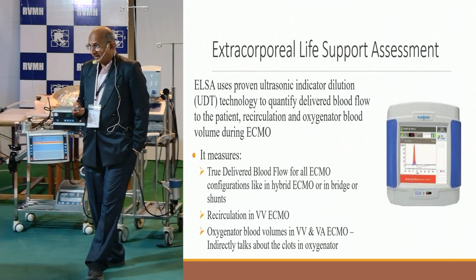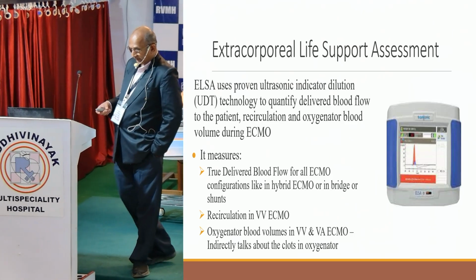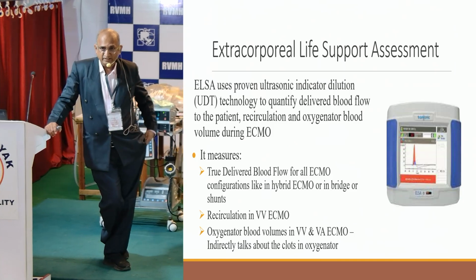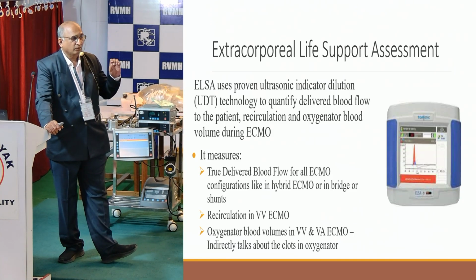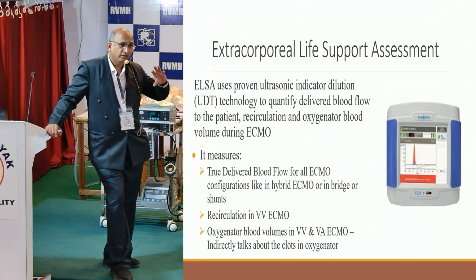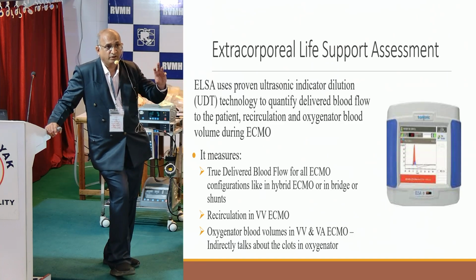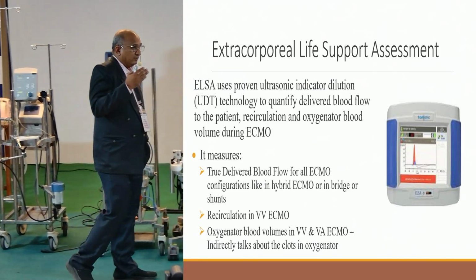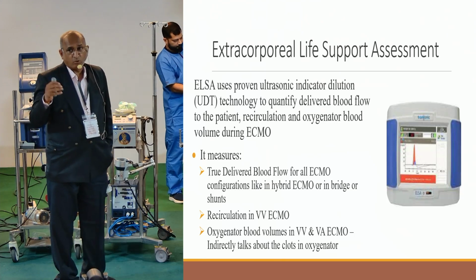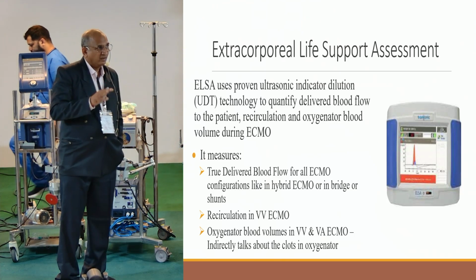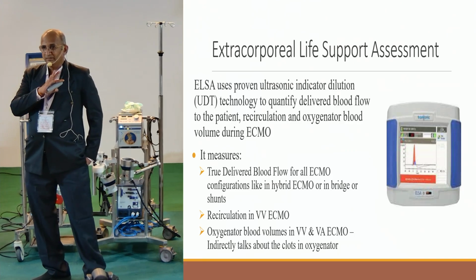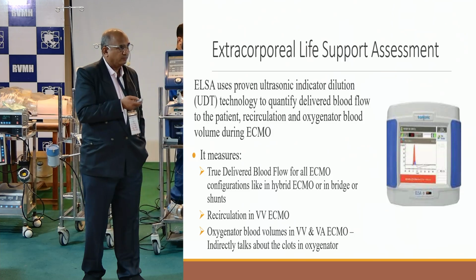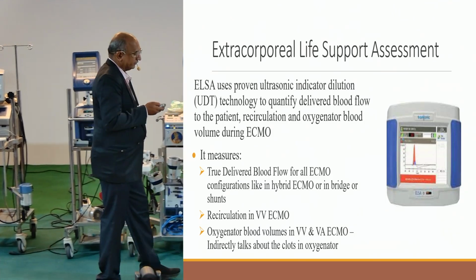There's also another machine known as ELSA, extracorporeal life support assessment. This machine can calculate recirculation, how much the recirculation exactly is. It can calculate the flow, and it will calculate whether your oxygenator is getting clogged. The oxygenator volume it can also calculate. So it helps you assess not only recirculation but also clots in the oxygenator, whether the oxygenator is clogged or not. Again, this is not easily available in India. You have to import it from outside, but it has not been regularly practiced. It is based on ultrasonic indicator dilution techniques.